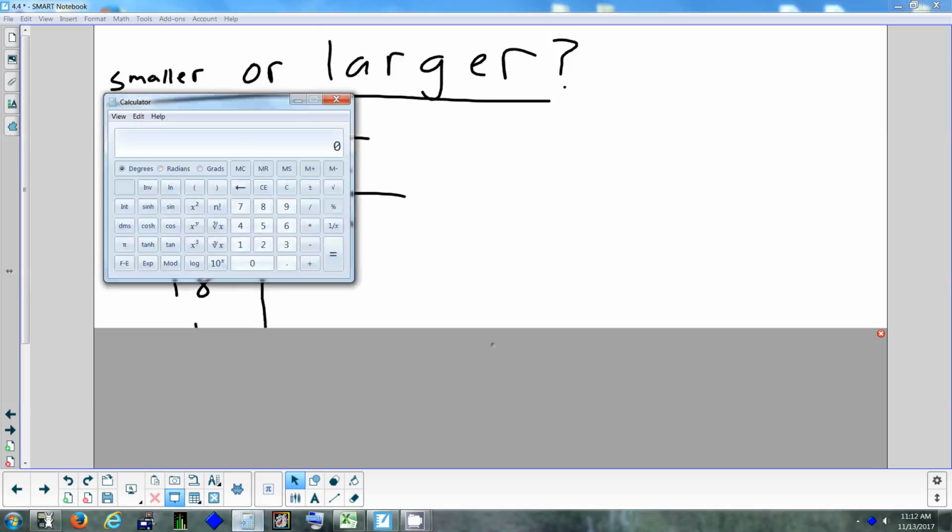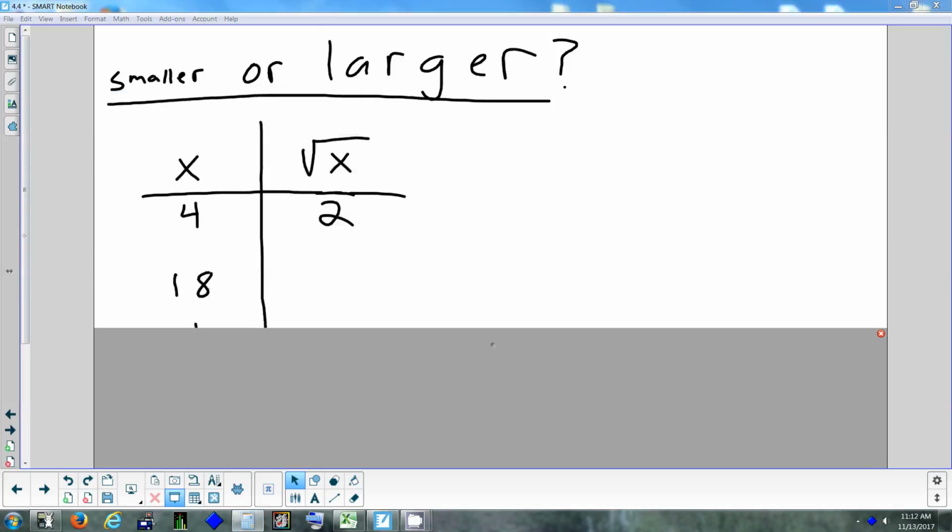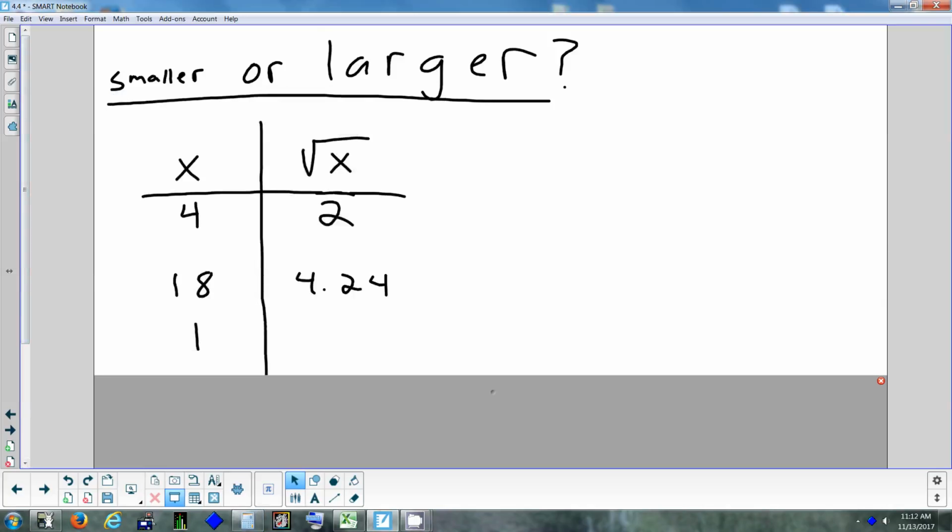Okay. Let's try the square root of 18. You get about 4.24. What happened that time? It got smaller. Okay, so it appears with the examples I've shown you right now, when you take a square root, the number gets smaller. How about the square root of 1? Is 1. So that didn't get smaller or larger, it stayed the same. So now we've got a number that proves if you take a square root, it doesn't always get smaller. Sometimes it stays the same.